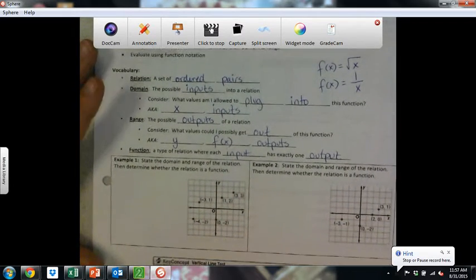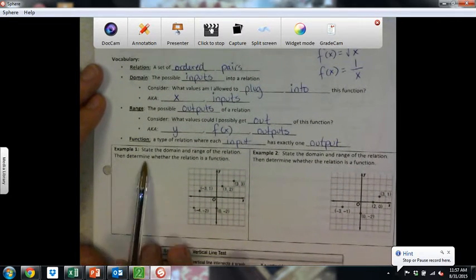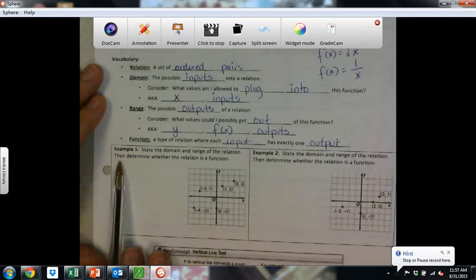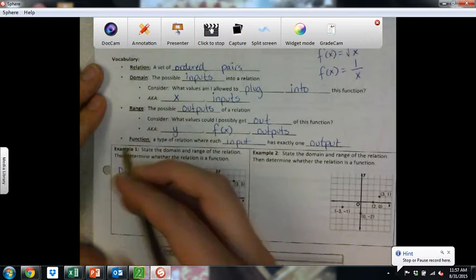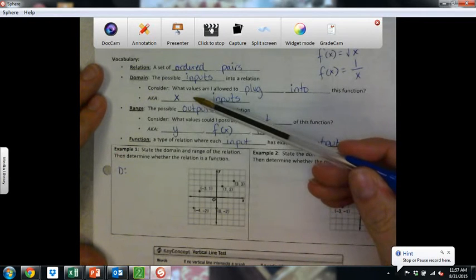So let's take a look at example number 1 here. It says state the domain and range of the function, then determine whether the relation is a function. So the domain, if we remember from up here, is our x values. So what values did we plug in for x?